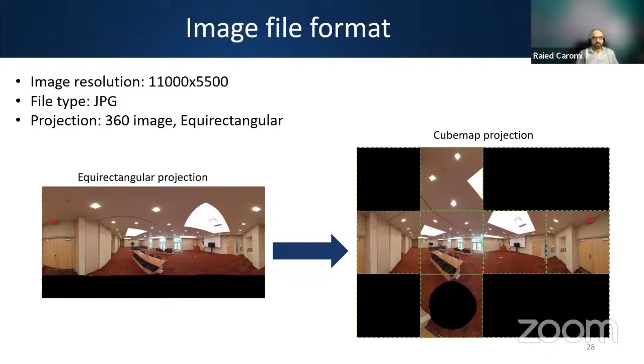We have high resolution 360 images of the room, with equirectangular projection. You can convert it to cube map projection if you want to process it for computer vision related machine learning algorithms, and then you can stitch it back and stitch the results also. Next slide.